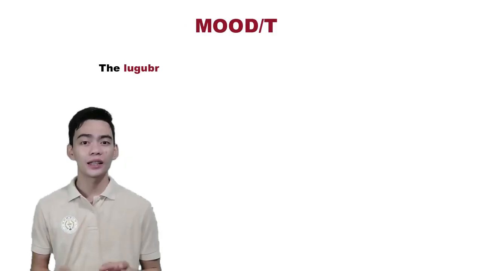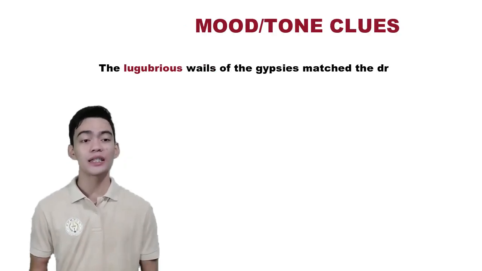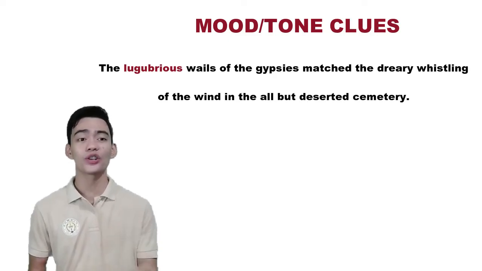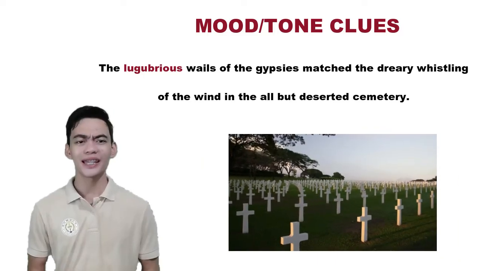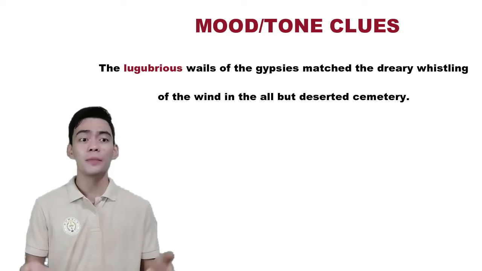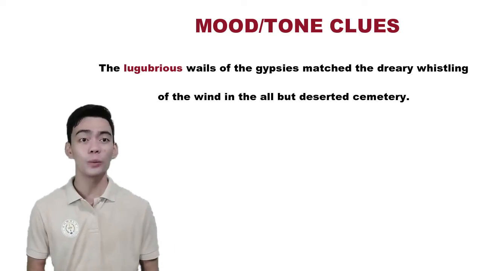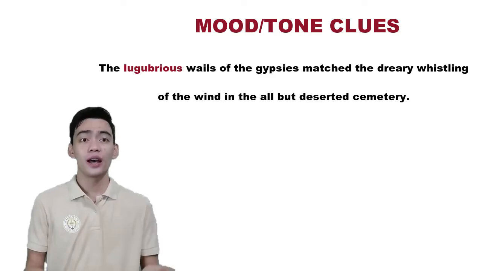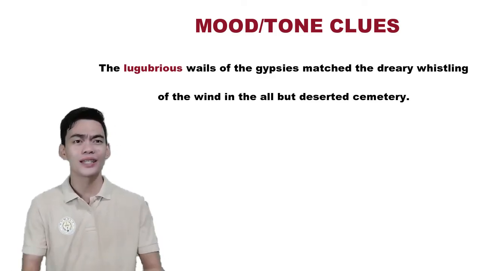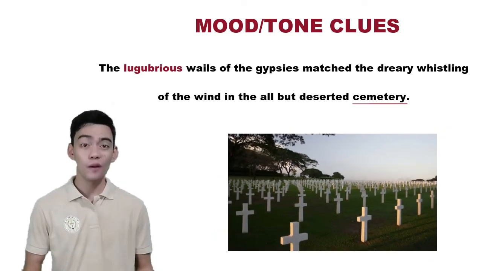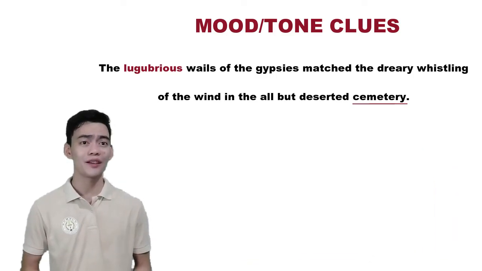For instance, the lugubrious wails of the gypsies match the dreary whistling of the wind in the old but deserted cemetery. Upon reading this, you can understand exactly what those unfamiliar words mean, especially the word lugubrious. By analyzing the sentence, you have the feeling that it's somehow sad because of the presence of the word cemetery. And what is the feeling evoked when you hear the word cemetery?